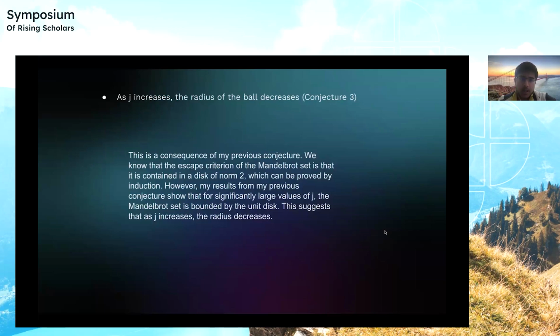Conjecture 3. As j increases, the radius of the ball decreases. This is simply a consequence of my previous conjecture. We know that the escape criterion of the Mandelbrot set is that it is contained in a disk of radius 2, which can be proved via induction. However, my results from my previous conjecture showed that for significantly large values of j, the Mandelbrot set is bounded by the unit disk. This suggests that as j increases, the radius decreases.